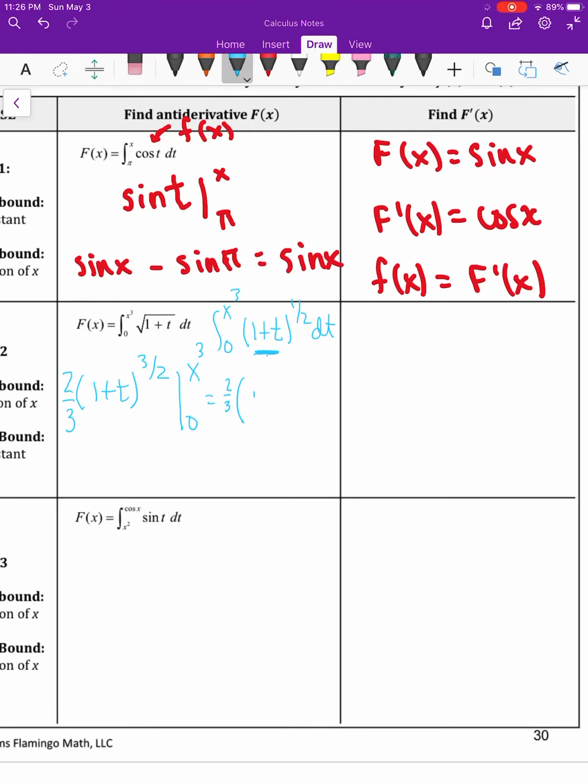So this is going to be 2/3 times, 1 plus, sorry, got ahead of myself there, 1 plus x cubed to the 3/2 minus 2/3 times 1 plus 0 to the 3/2.